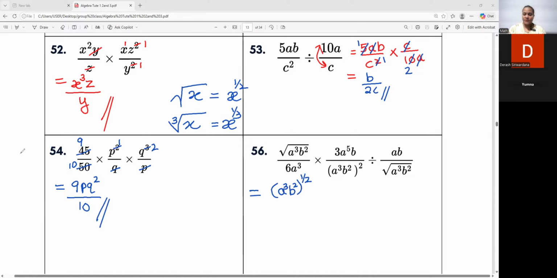Can cancel this one. 3 to the power 1. This is 3 to the power 2. A to the power 3. This is a to the power 2. Okay. Then in the denominator I have only 2 times a to the power 2, b.